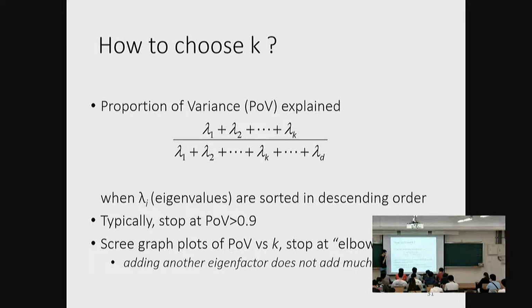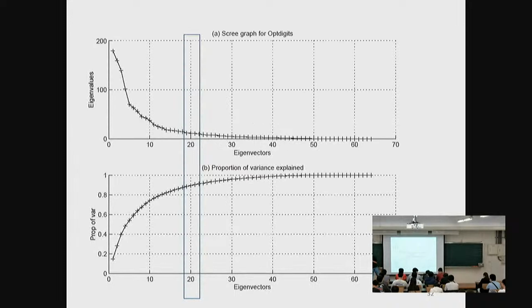Typically, we set POV greater than 0.9, so we only throw away 10% of the original variance in the data. Usually you have a plot like this: the number of eigenvectors and the eigenvalues, and then the proportion of variance explained. You see around 20 vectors gives about 0.9. Originally you have 60-something features, now you only need 20. You take these 20 eigenvectors as your projection matrix, and project the 60-dimensional features into 20-dimensional features.